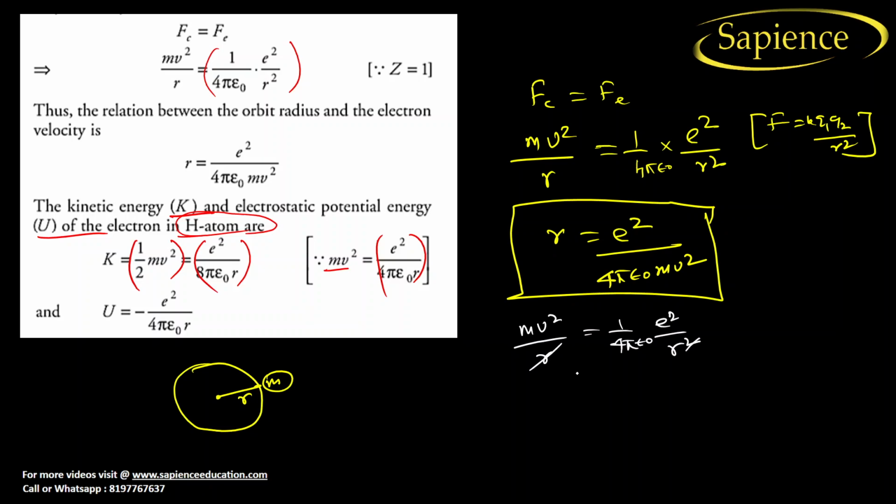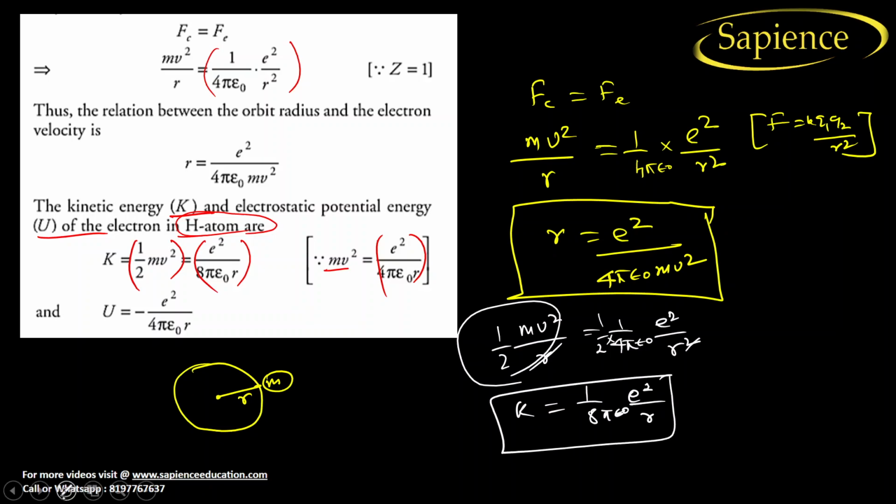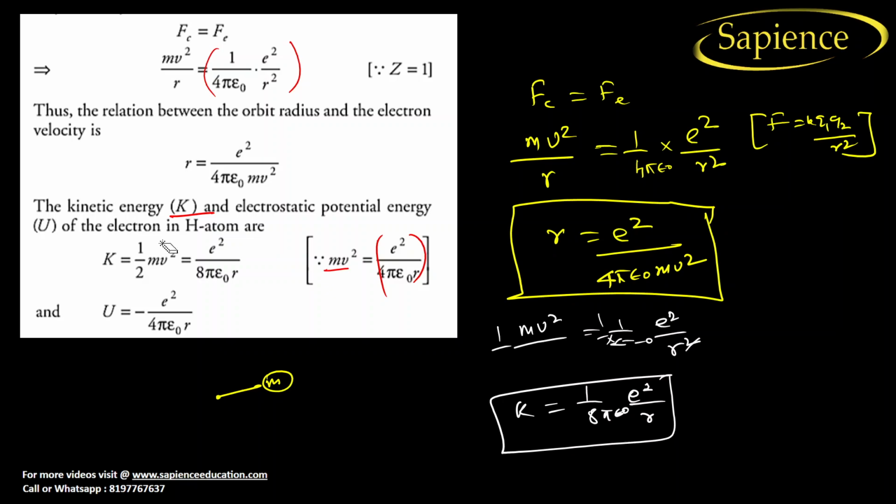So from here, if I multiply it by half, this becomes half mv square, which is the kinetic energy, and this becomes 1 by 8 pi epsilon naught into e square divided by r. So this is the kinetic energy. I hope you have understood this one. Finally we have got kinetic energy as half mv square, which is equal to this.